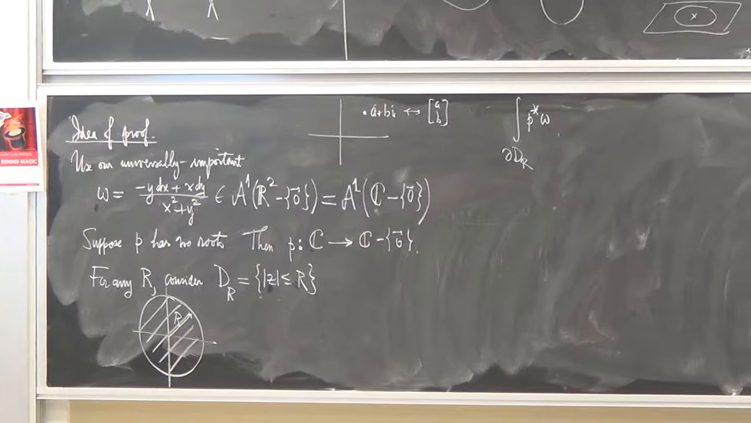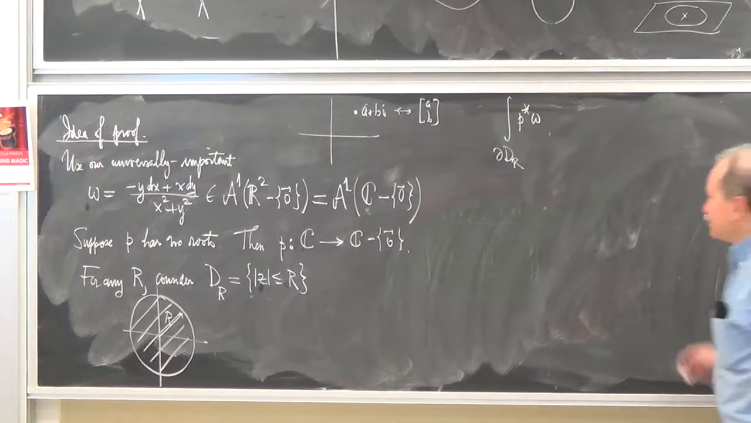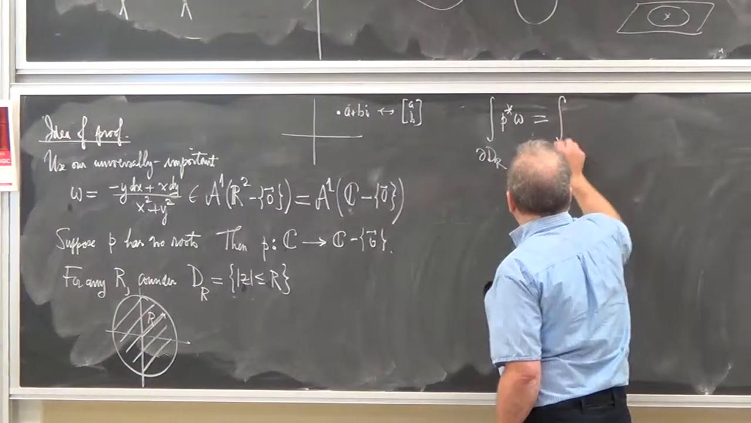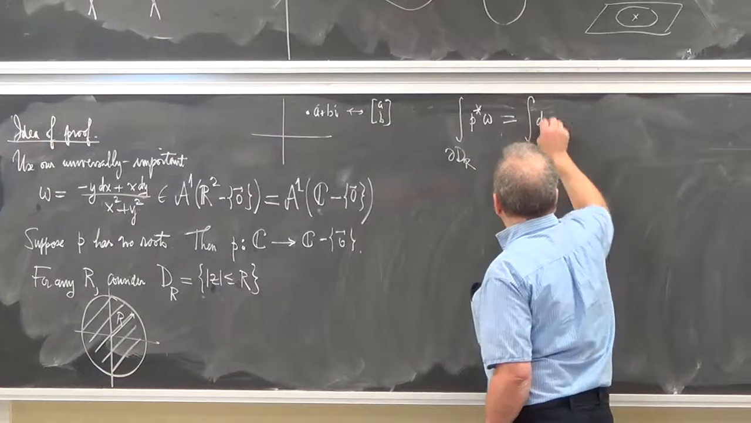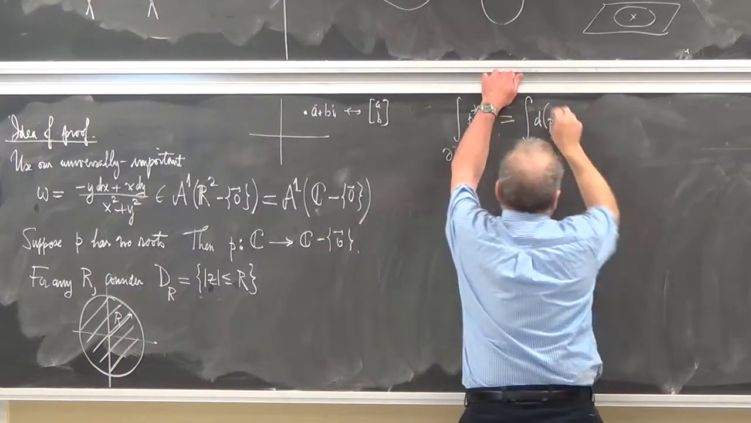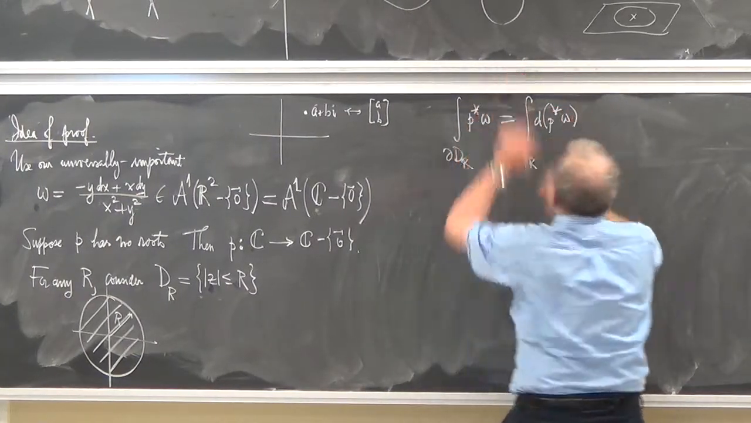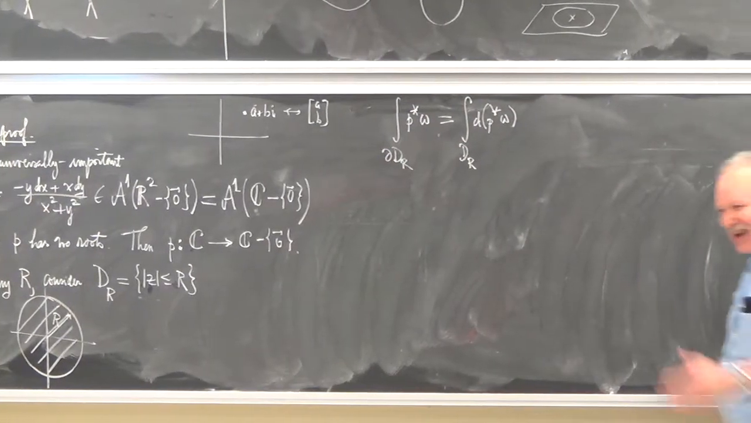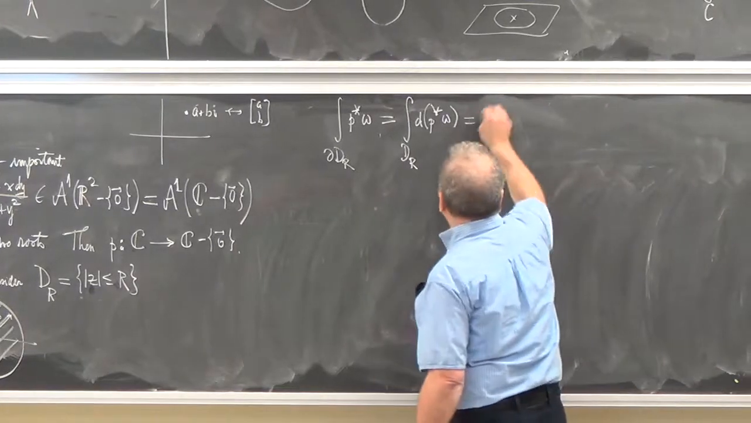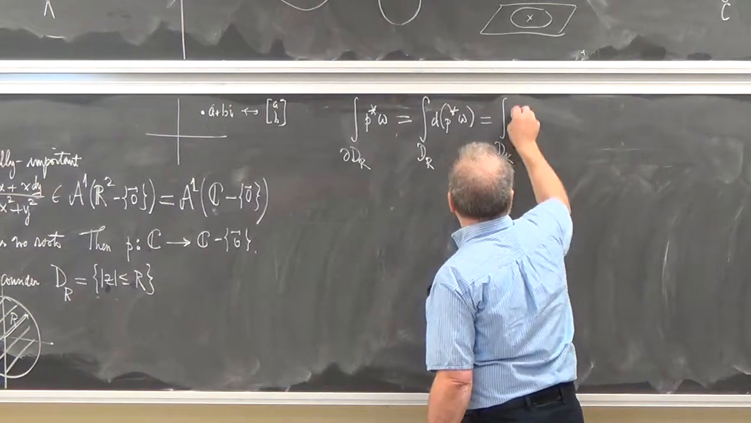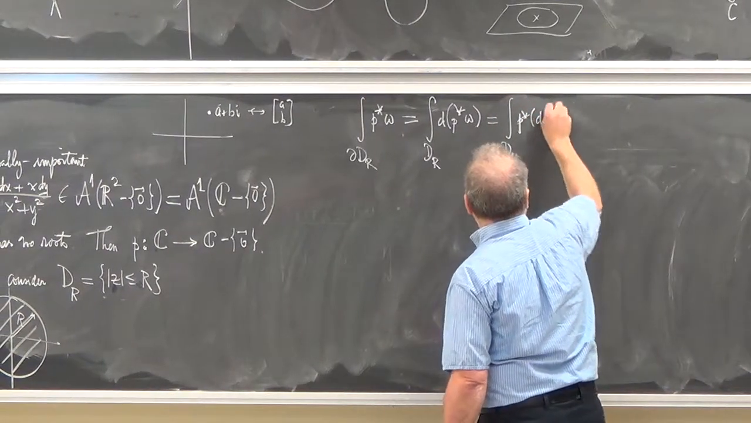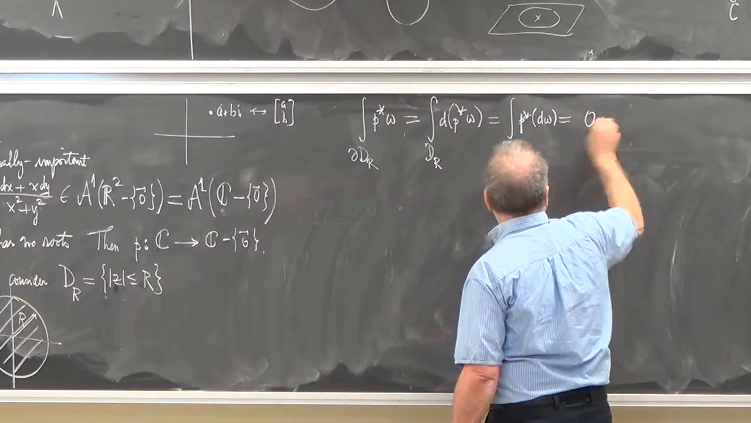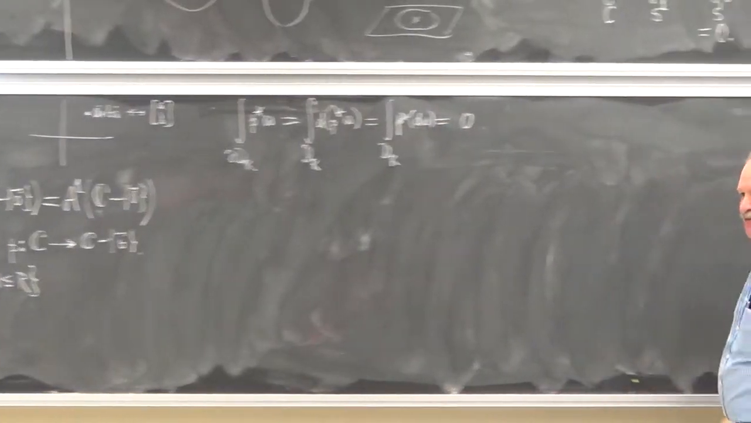Well, we could use Stokes' theorem. We could in fact use Stokes' theorem, and we would get the integral over the disk of the d of the pullback. Pullback is... yeah, zero. You're catching on, aren't you? A little bit. So that's pullback of d omega, which, as everybody knows, is 0. So the integral of 0 is 0.